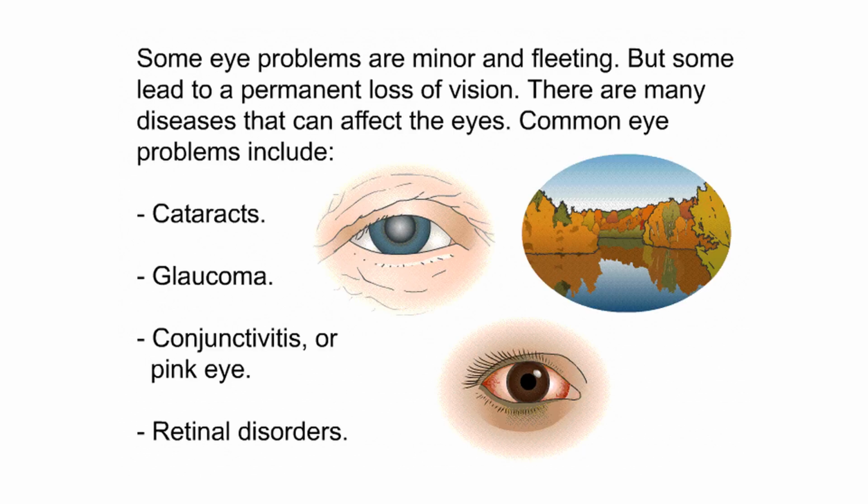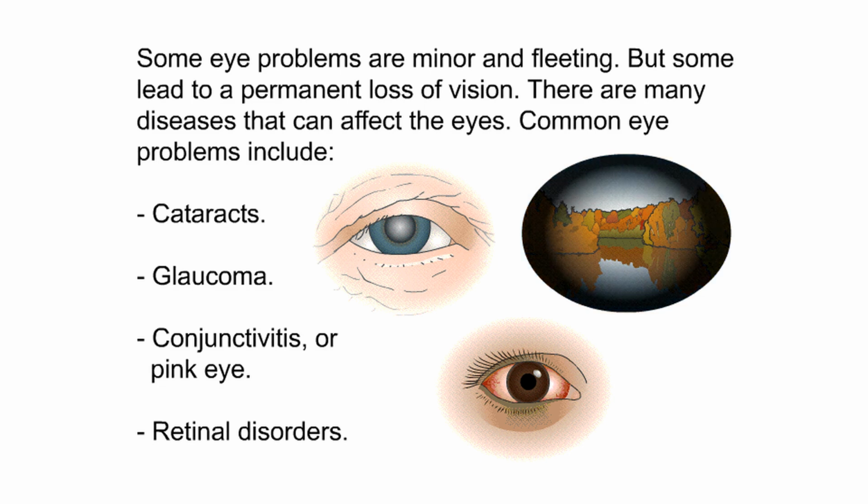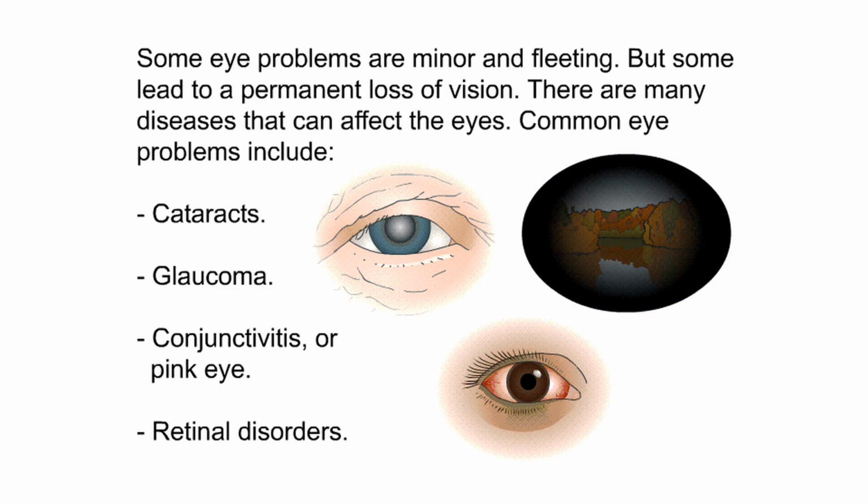Summary. Some eye problems are minor and fleeting, but some lead to a permanent loss of vision. There are many diseases that can affect the eyes. Common eye problems include cataracts, glaucoma, conjunctivitis or pink eye, retinal disorders.